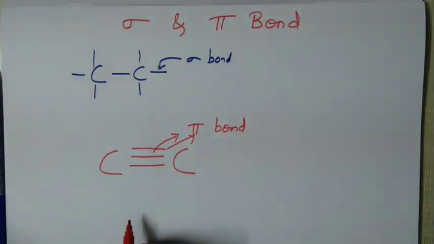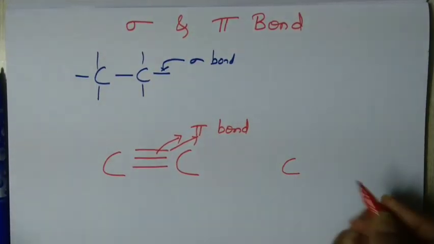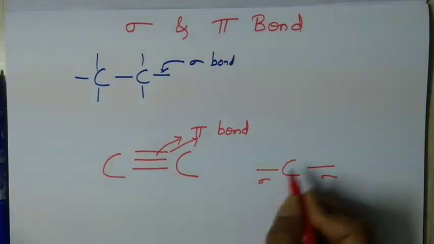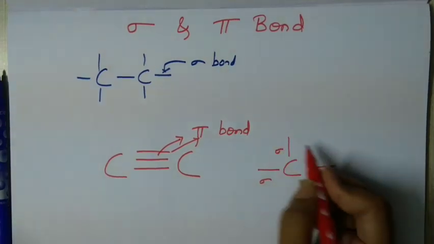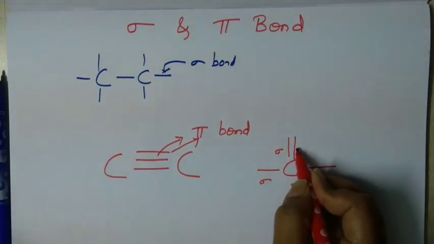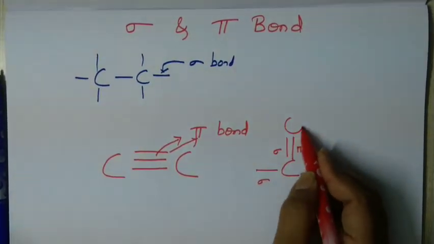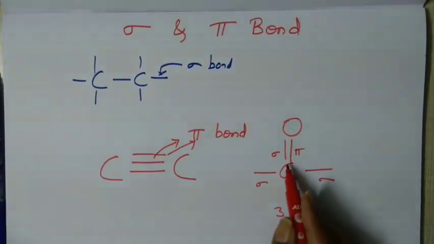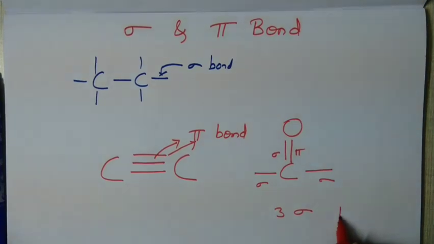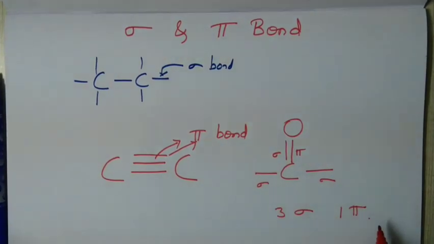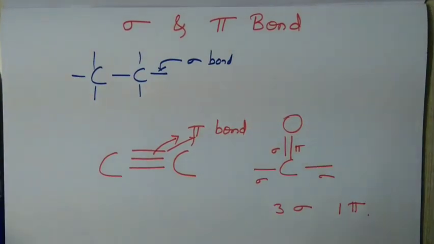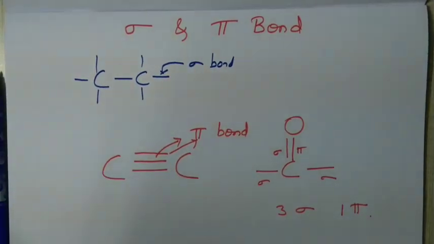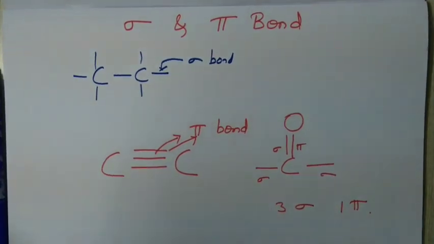Understood? I have carbon here. So which bond is this? Sigma. Which bond is this? Sigma. I will make it a double bond. So which bond is this? Pi. So how many sigma bonds are here? 3 sigma bonds. And how many pi bonds? 1 pi bond. Hope you have understood. You will get it better when we solve some of the problems which are given in the textbook.